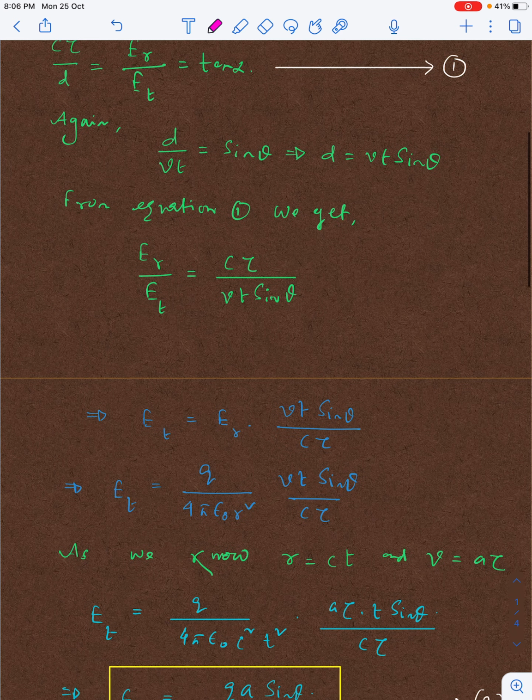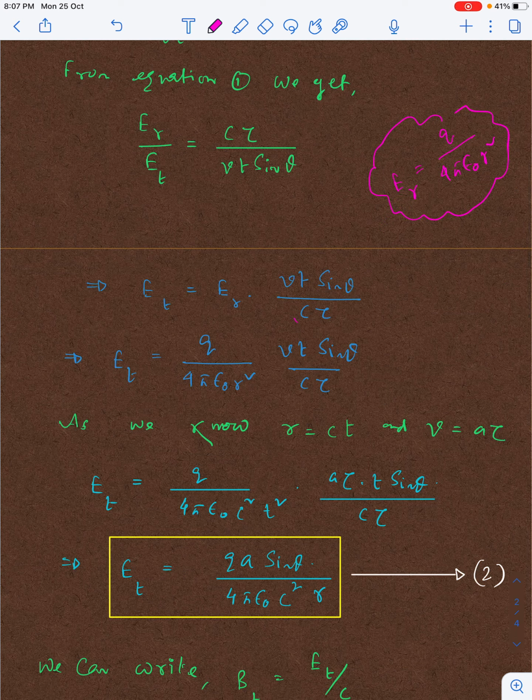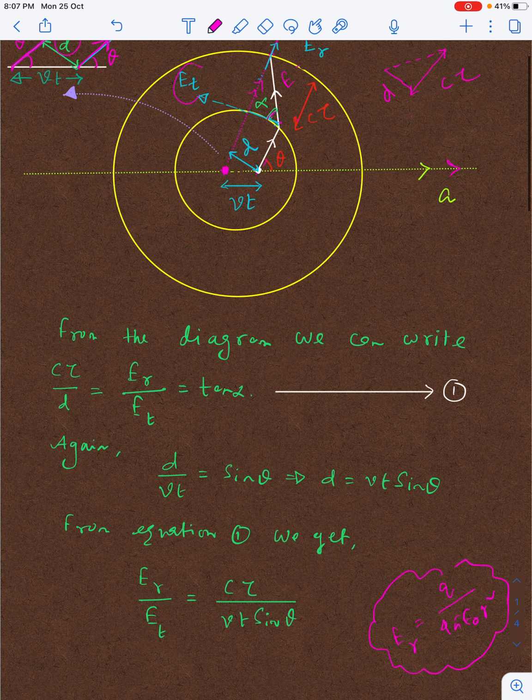So now it will be calculation and mathematical jugglery. From there, ET is equal to ER into this quantity. Now ER, this radial electric field, I can comfortably write as simply Q by 4 pi epsilon naught R squared. Then if I substitute, we will get ET is equal to this value. This is the electric field along the tangential direction that I am getting. So basically this is this field, this ET.